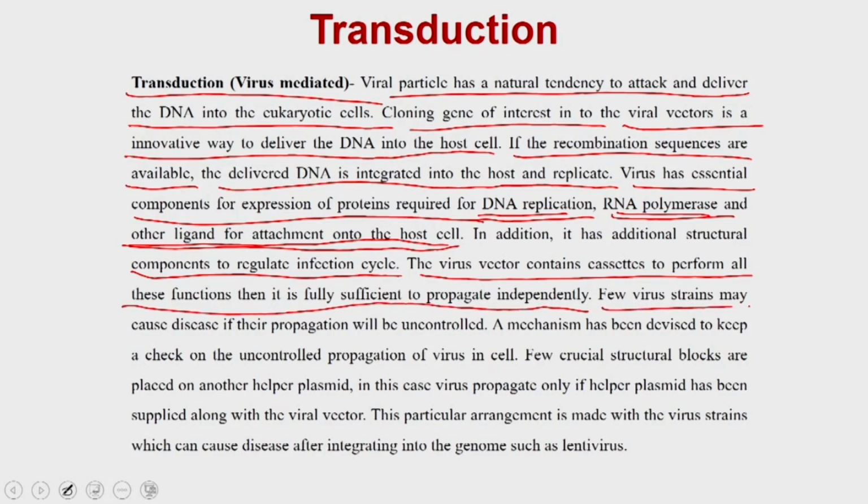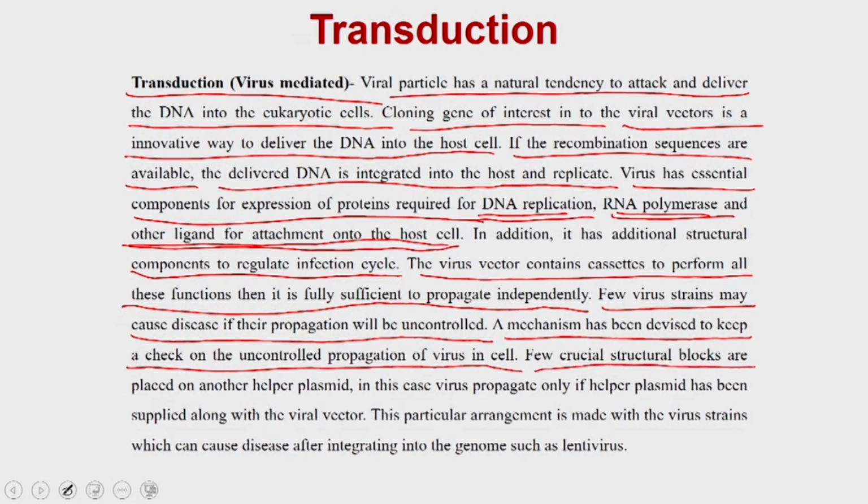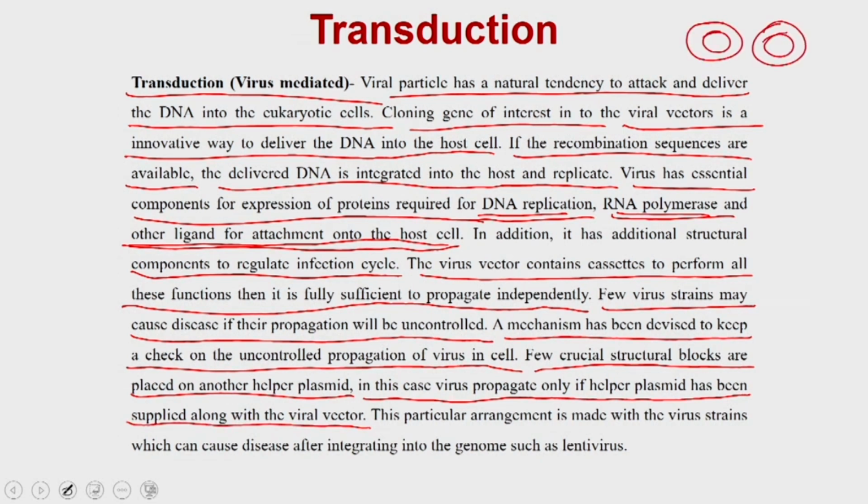Okay. A few virus strains may cause disease if their propagation is uncontrolled. In this case, a mechanism has been devised to keep a check on uncontrolled propagation of a virus in a cell. A few structural blocks are placed on another helper plasmid, so the virus propagates only if the helper plasmid has been supplied along with the viral vector. What it means is that you take multiple plasmids: in some plasmids you keep the structural components, in some plasmids you keep the DNA polymerase, RNA polymerase and all that.